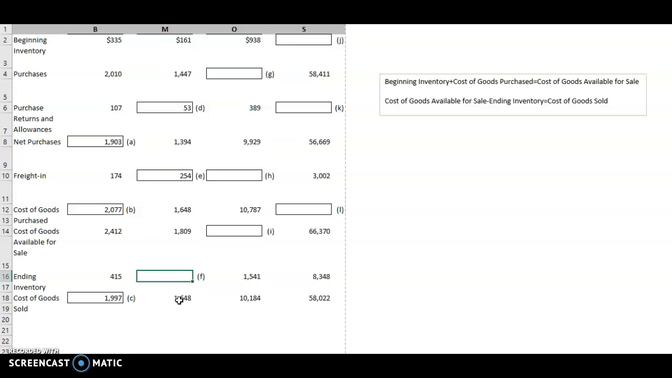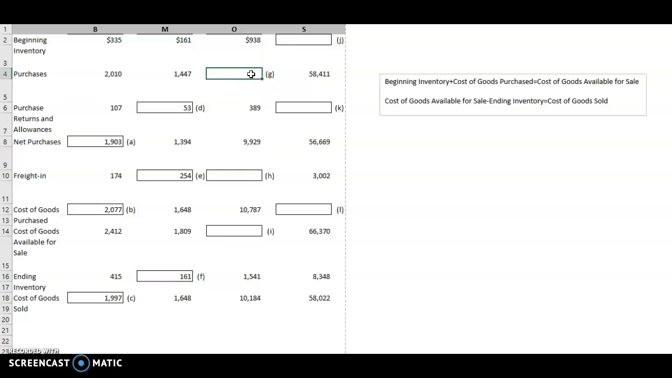Moving on to our ending inventory. When we find our ending inventory, we want to take the total cost of goods that are available for sale, which is 1,809, and subtract our cost of goods sold, which is 1,648, and when we do that, we get 161.